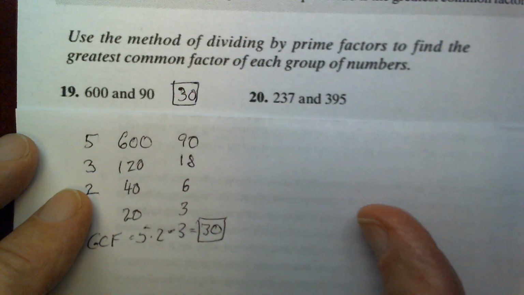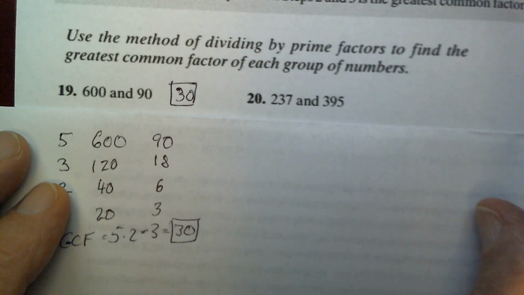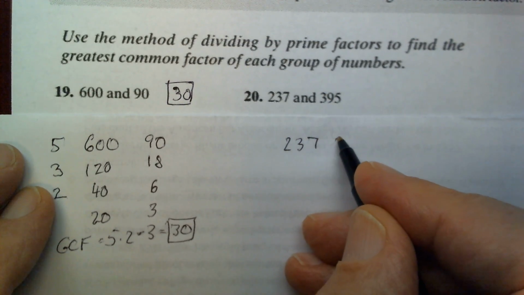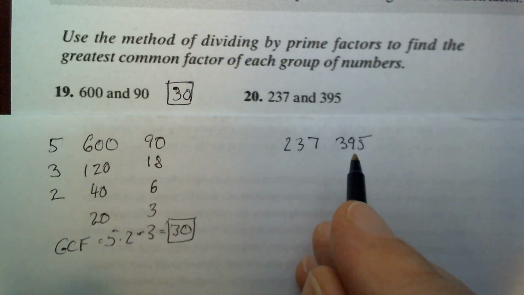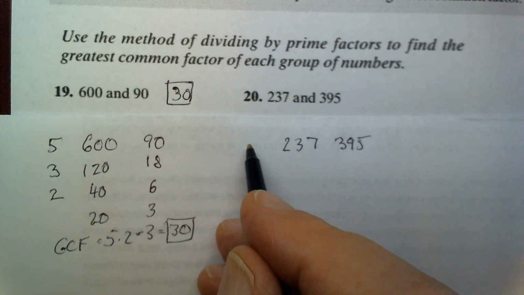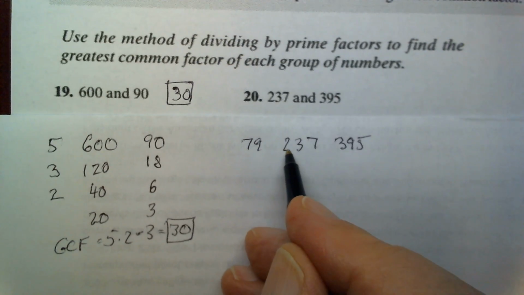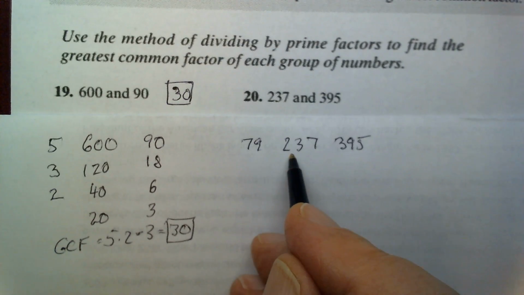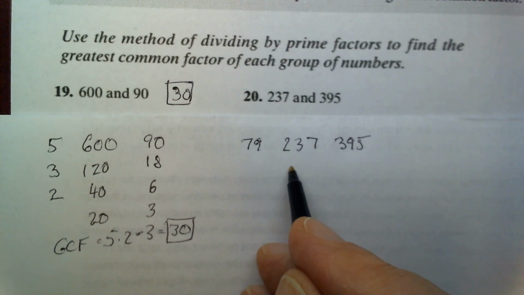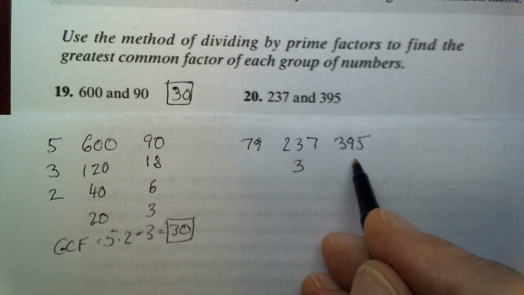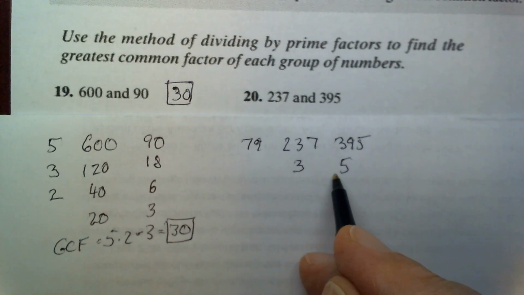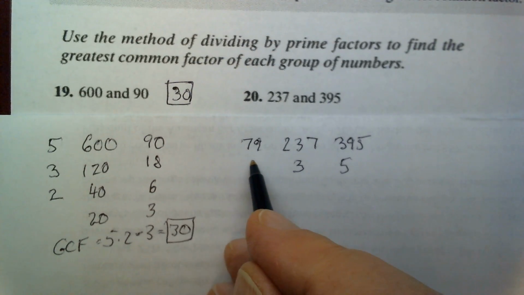Similarly, for number 20, we write the numbers next to each other, 237 and 395. When you experiment a little bit with the numbers, you find out that 79 is a common prime factor for 237 and 395. When we divide 79 into 237, we get a 3. And when we divide 79 into 395, we get a 5. And so there are no more common factors for 3 and 5. So the greatest common factor then is 79.